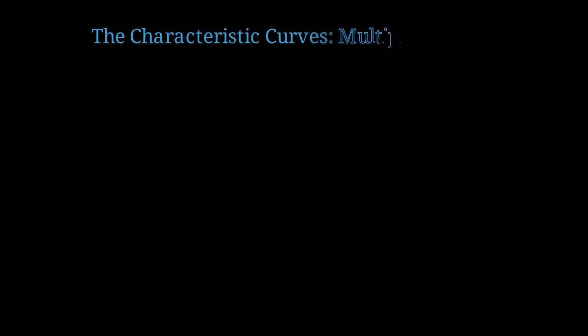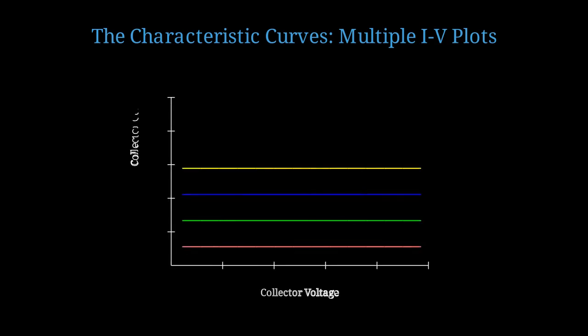To understand this behavior, they created what we call characteristic curves. These are multiple current voltage plots, each one corresponding to a different base current. Here are the characteristic curves for a bipolar junction transistor. Each horizontal line represents a different base current. When base current increases, the collector current increases proportionally. This is amplification. Now let's talk about the mathematical model they developed.